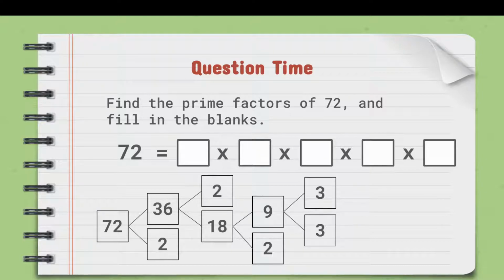After dividing everything, we just have to count the prime numbers that we got. And the prime factors we got are 2, 2, 2, 3, and 3. So 72 is the product of 2 times 2 times 2 times 3 times 3.